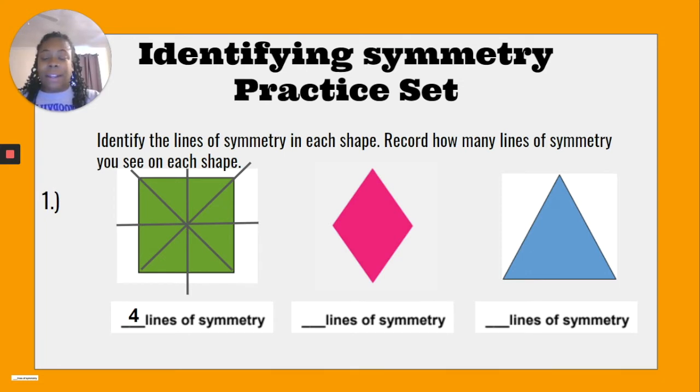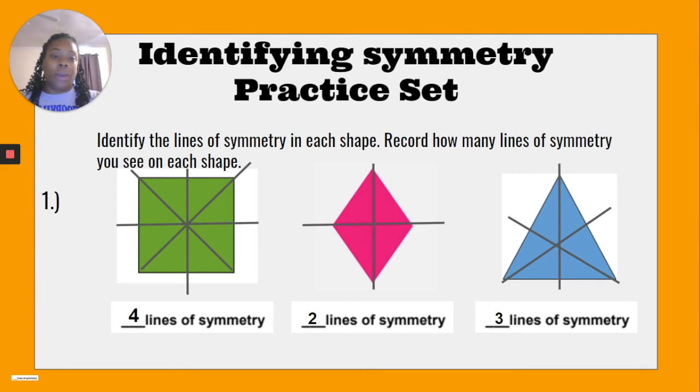Here's our diamond. Your answer should have been 2 lines of symmetry. Horizontal line of symmetry, and also a vertical line of symmetry. And our last shape, which is the triangle, should have 3 lines of symmetry. Right down the middle to separate the shape from left to right, which shows congruency. Next, we have a diagonal line of symmetry, which also shows that the 2 sides are congruent. And there's one more line of symmetry that is diagonal that shows that the 2 sides are congruent.